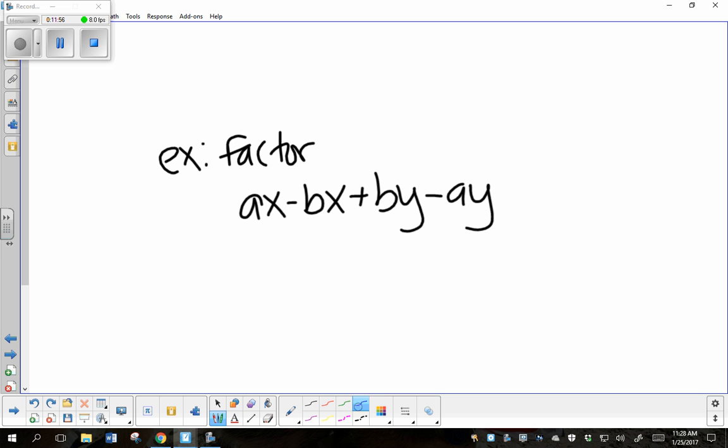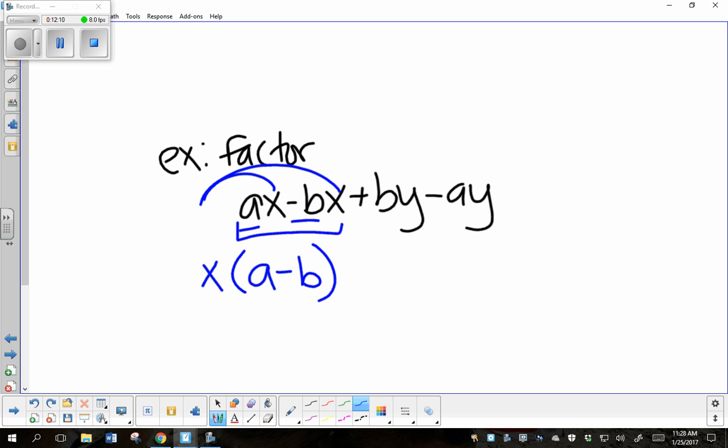But if we split it into parts, I can find some things that they both have. So in this first group right here, ax minus bx, I can pull the x out of those, and I'm left with a minus b. Now in my second one, let's just look at something here. I'm going to end up erasing part of this, so you might want to wait to write it. I could pull a y out, right? I could pull out a positive y, and I'd be left with b minus a.